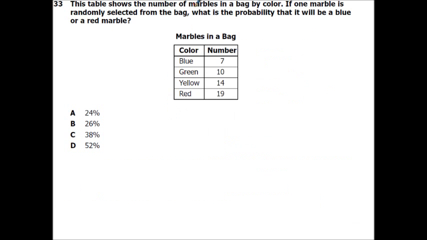Alright, this table shows the number of marbles in a bag by color. If one marble is randomly selected from the bag, what is the probability that it will be chosen as a red marble? Since we actually did this, it is an experimental probability that we're talking about. So they changed this all to percent. First we need to figure out how many marbles we have in our bag. So 7 plus 0 is 7, so that's 11, so that's 20, carry the 2. So 2, 3, 4, 5. So there's 50 marbles in this bag.